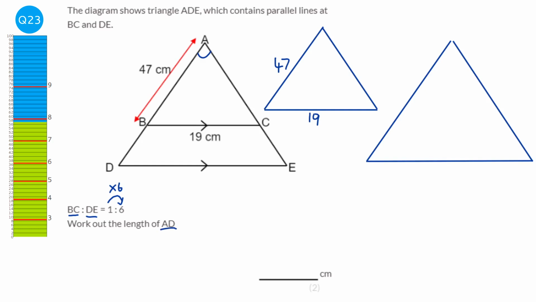And so the corresponding length to AD is this one here. So all we need to do is get that 47 and times it by the scale factor, so times it by 6 to get to our value. So it's 282.